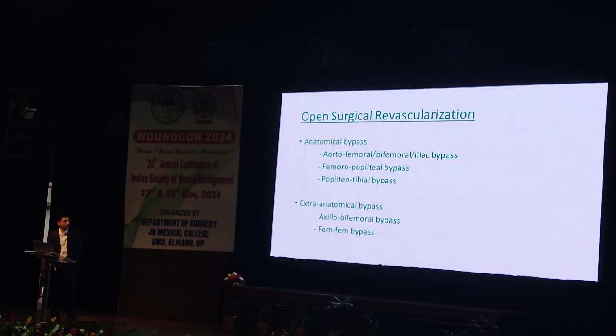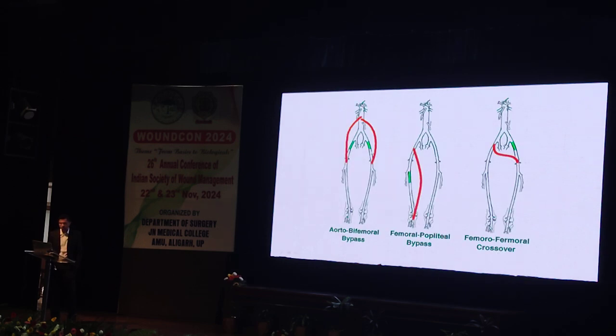So it's extra anatomical, and we take the proximal from the healthy femoral and put the distal on the diseased femoral, the contralateral side. Graphical representation, this is the aortobifemoral bypass. The red is the bypass that we do. This is the femoral-popliteal bypass. If you can see my cursor, this is the popliteal bypass, and this is the femoral bypass, which is an extra anatomical bypass that I was talking about.